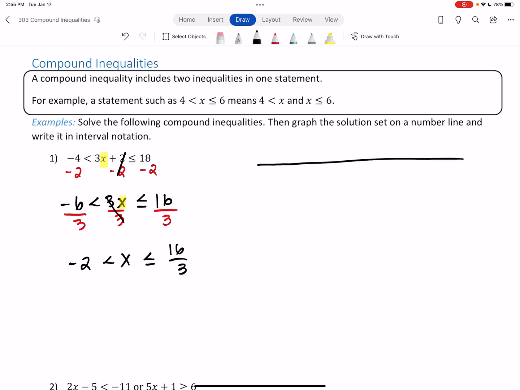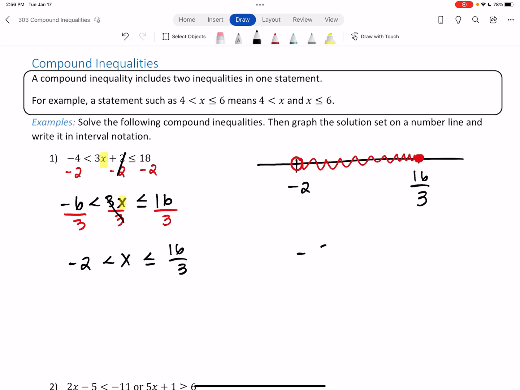So on a number line, I have the negative 2, I have the 16 over 3. I want to squish the x in between there. I want to put an open circle at negative 2 because it's a strictly less than, and a filled in circle at 16 over 3 because it's a less than or equal to.